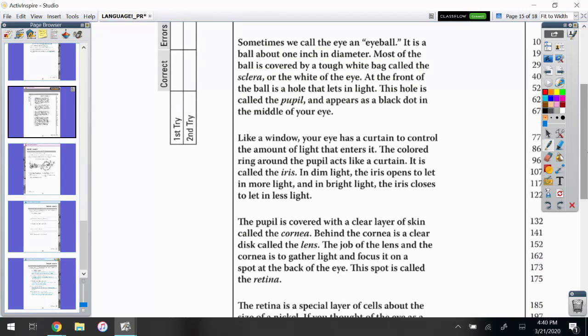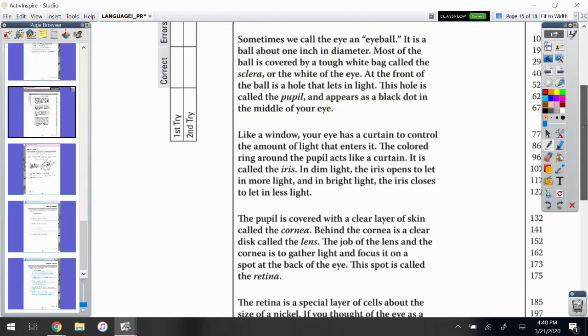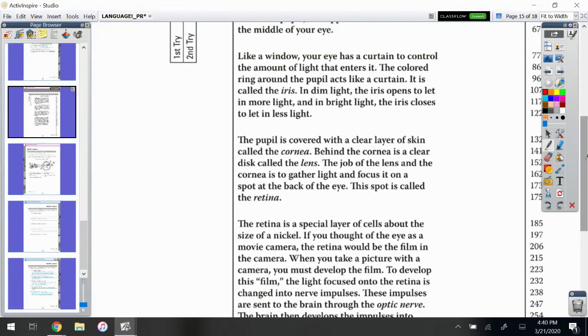Sometimes we call the eye an eyeball. It is a ball about 1 inch in diameter. Most of the ball is covered by a tough white bag called the sclera, or the white of the eye. At the front of the ball is a hole that lets in light. This hole is called the pupil and appears as a black dot in the middle of your eye. Like a window, your eye has a curtain to control the amount of light that enters it. The colored ring around the pupil acts like a curtain. It is called the iris.